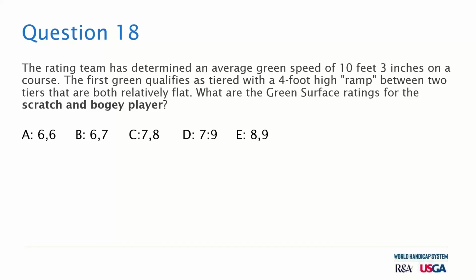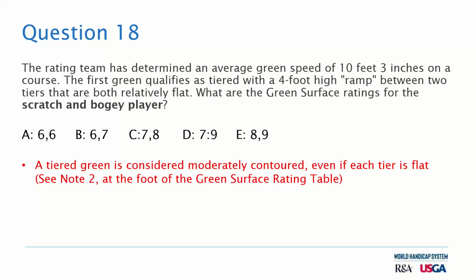Okay, so we know that the green speed is 10 feet 3 inches, which falls right into the row of green speed of 10 feet to 10 feet 11 inches. So we're going to work off of that. A tiered green, you will note, is always considered at least moderately contoured, even if each tier is flat. See note number 2 at the foot of the green surface rating table.